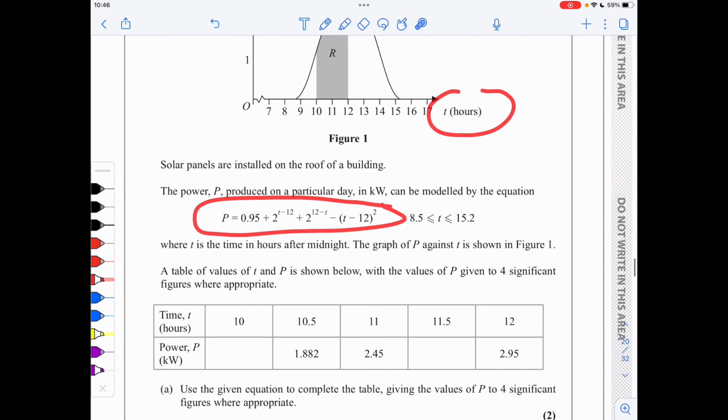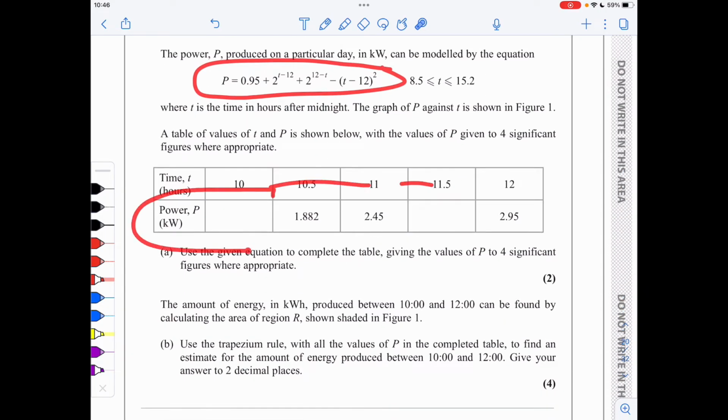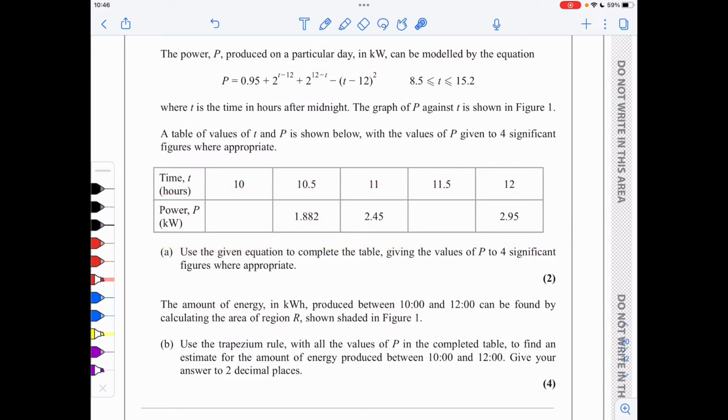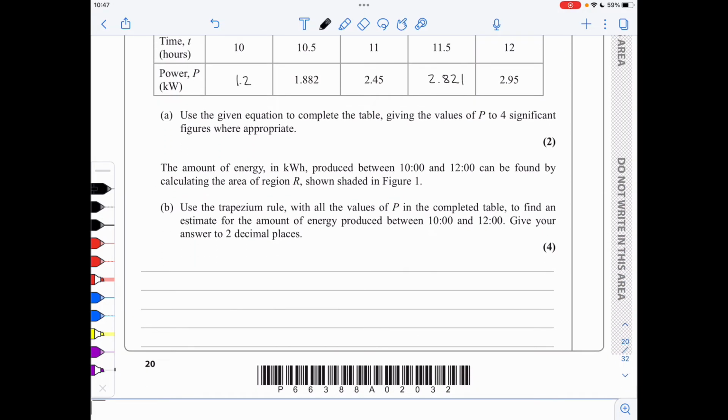In question 7, we've got this graph of power against time, and we have this expression for the power. We are told to complete the table here. So using the calculator, we get that when t is 10, the power is 1.2, and when it's 11.5 it is 2.821. And then we want to use the trapezium rule with all the values in the table to estimate the amount of energy produced.